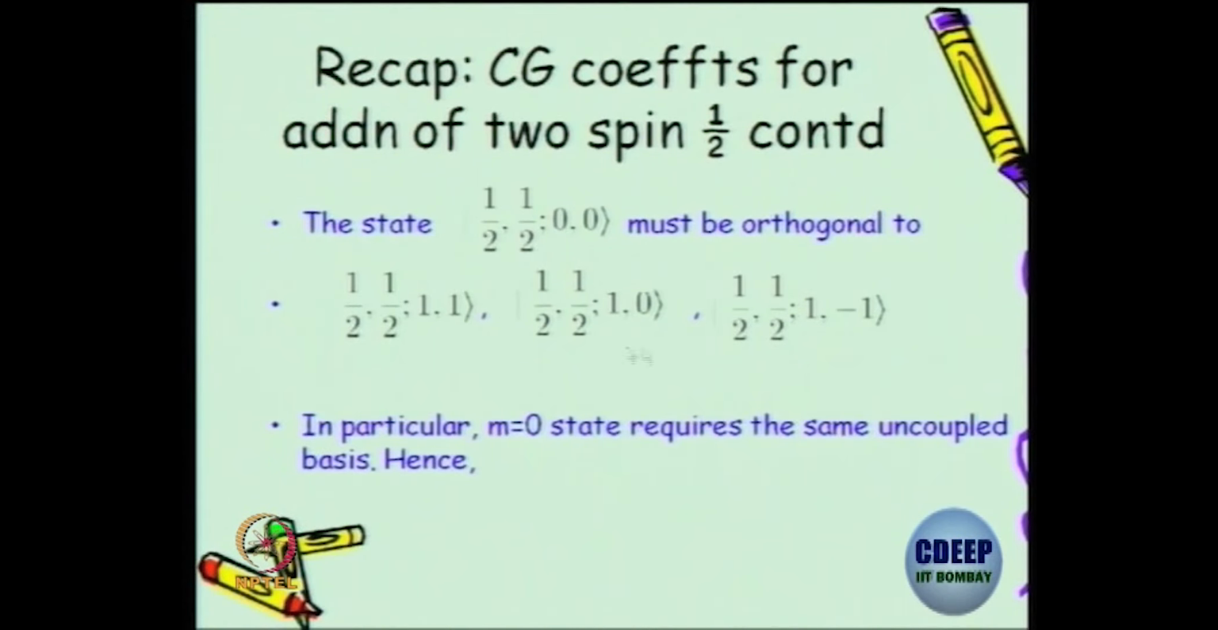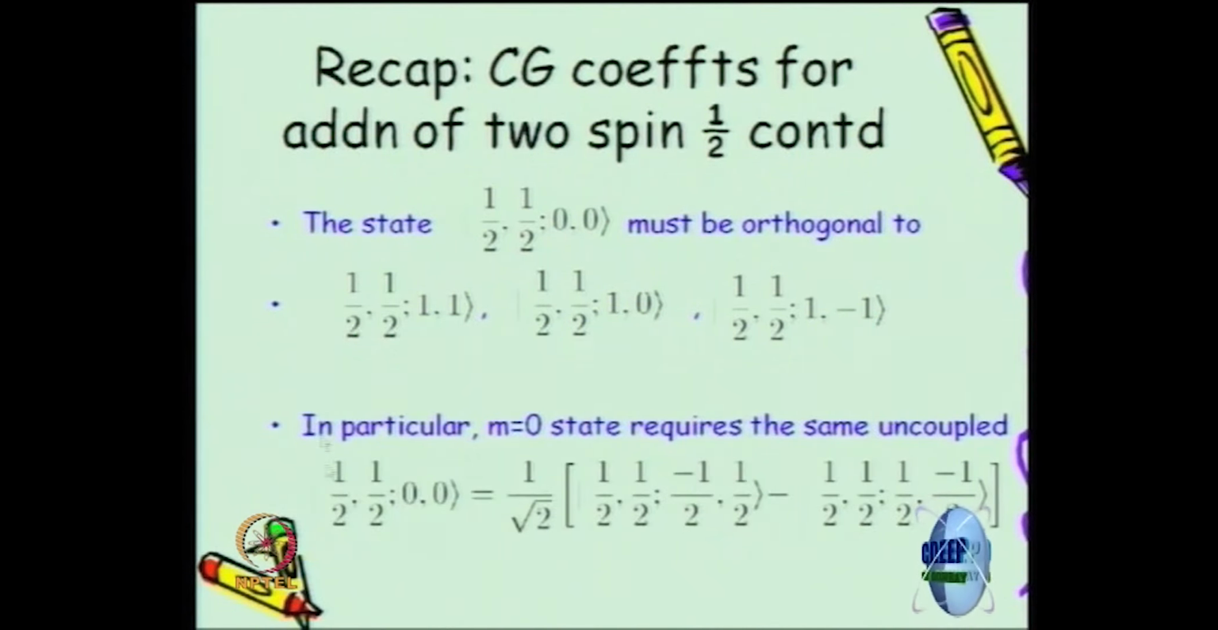So, these three states correspond to spin j in the coupled state, and then m equal to 0 is the only state, and that state is a linear combination of these two with opposite signs. So redoing this is a very simple example, but I want you to do it taking this to be 1 and this to be half. I want you to do that.